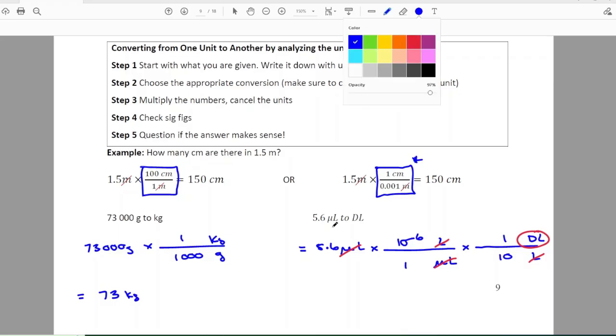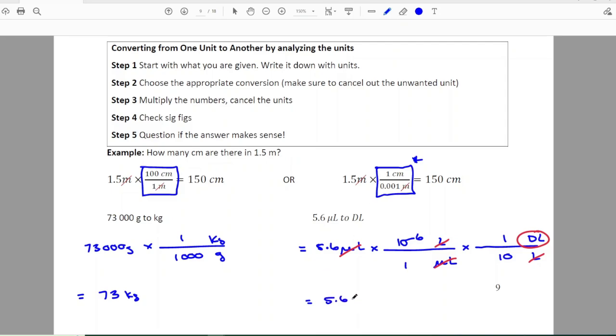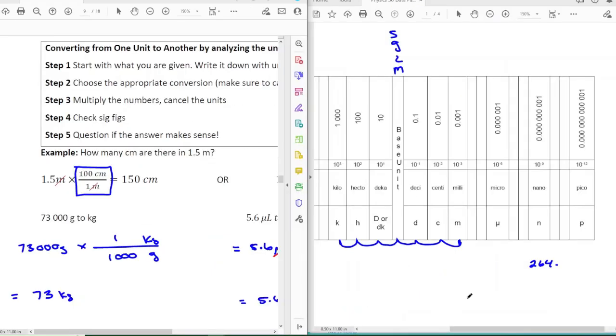How do I plug this into my calculator? Well, I plug in 5.6 times 10 to the negative 6, and then divided by 10, which gave me a gross decimal that I'm going to write as 5.6 times 10 to the negative, it should be 7. 1, 2, 3, 4, 5, 6, 7 decaliters.